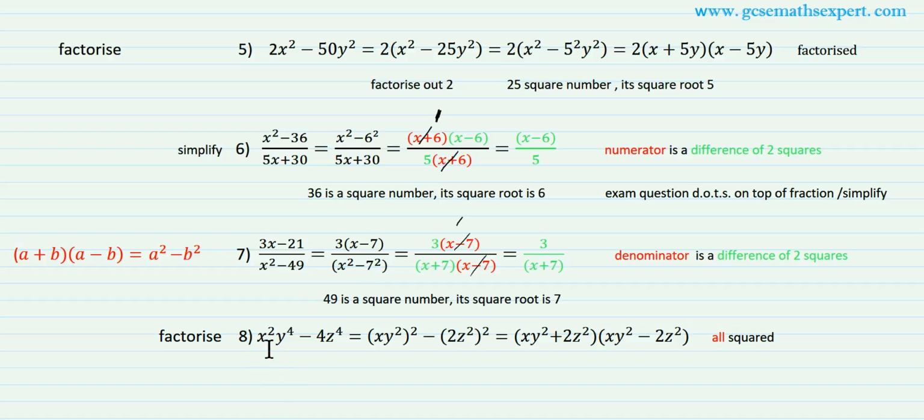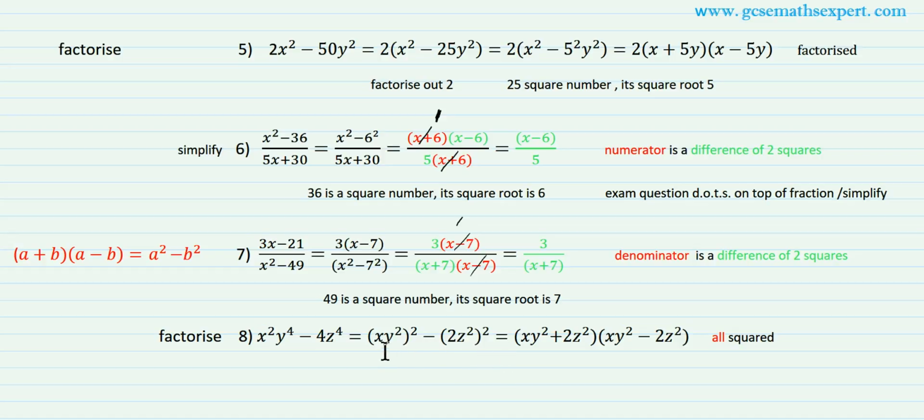Question 8, we have x squared times y to the power 4 minus 4 times z to the power 4. This can be written as x times y squared all squared, or all raised to the power 2, minus this 4z to the power 4, which can be written as 2z squared all squared, or all raised to the power 2. So again we have a number squared minus another number squared.